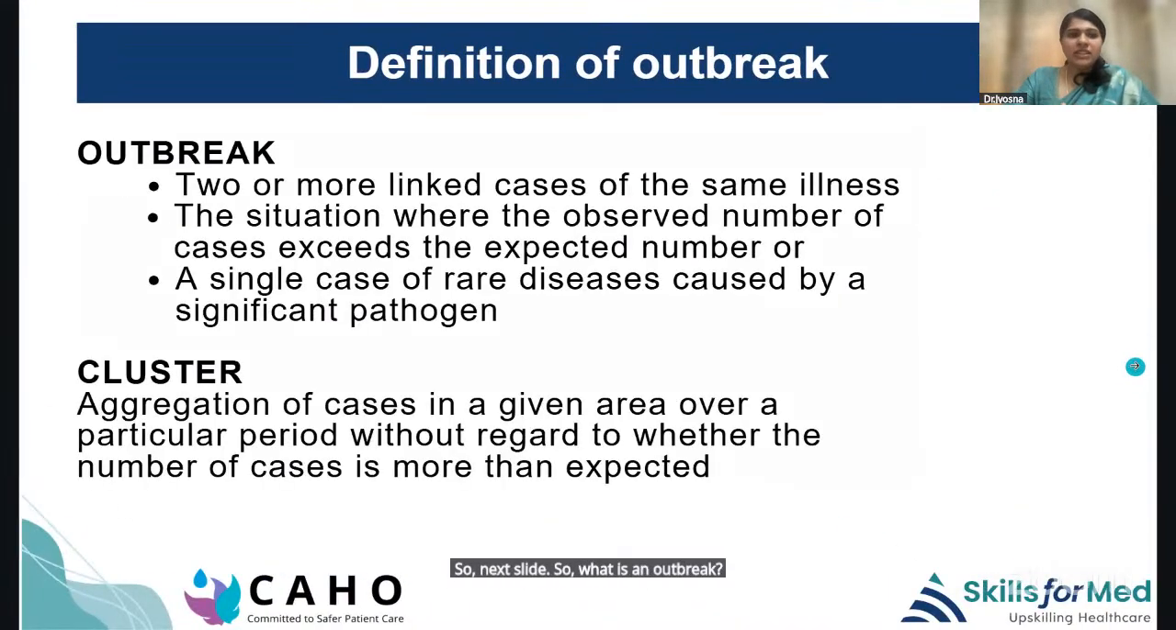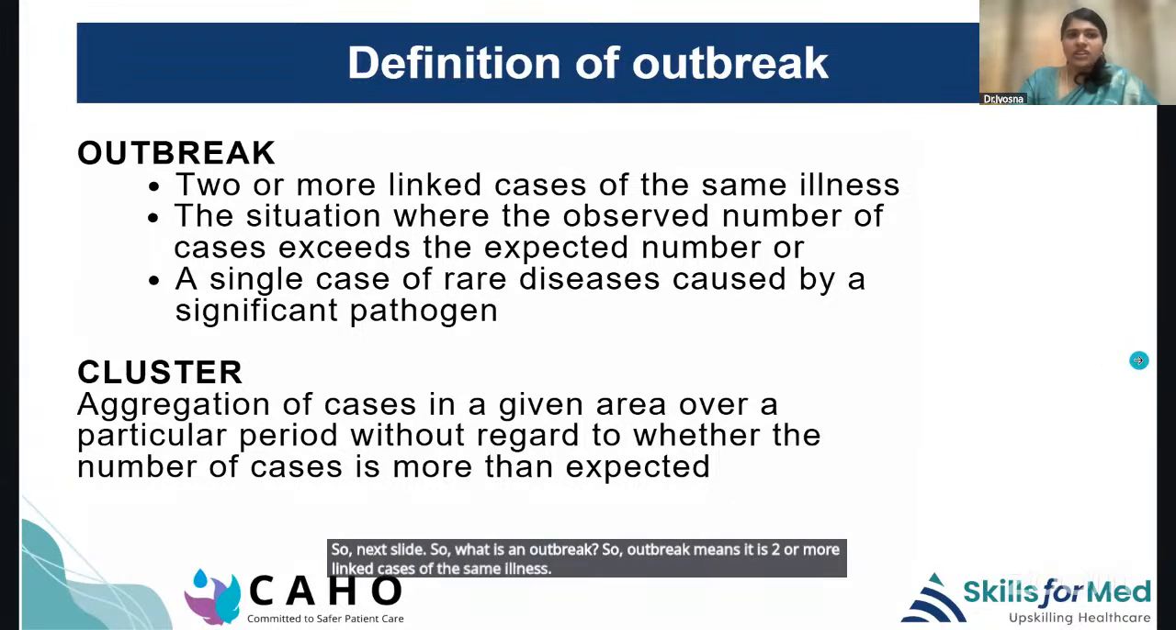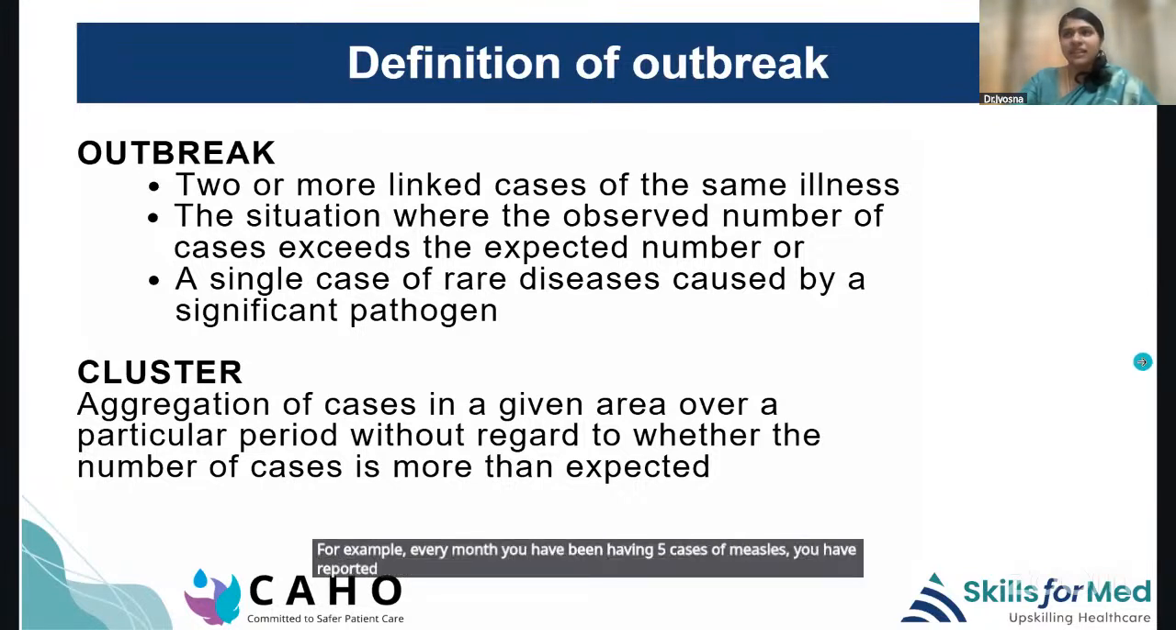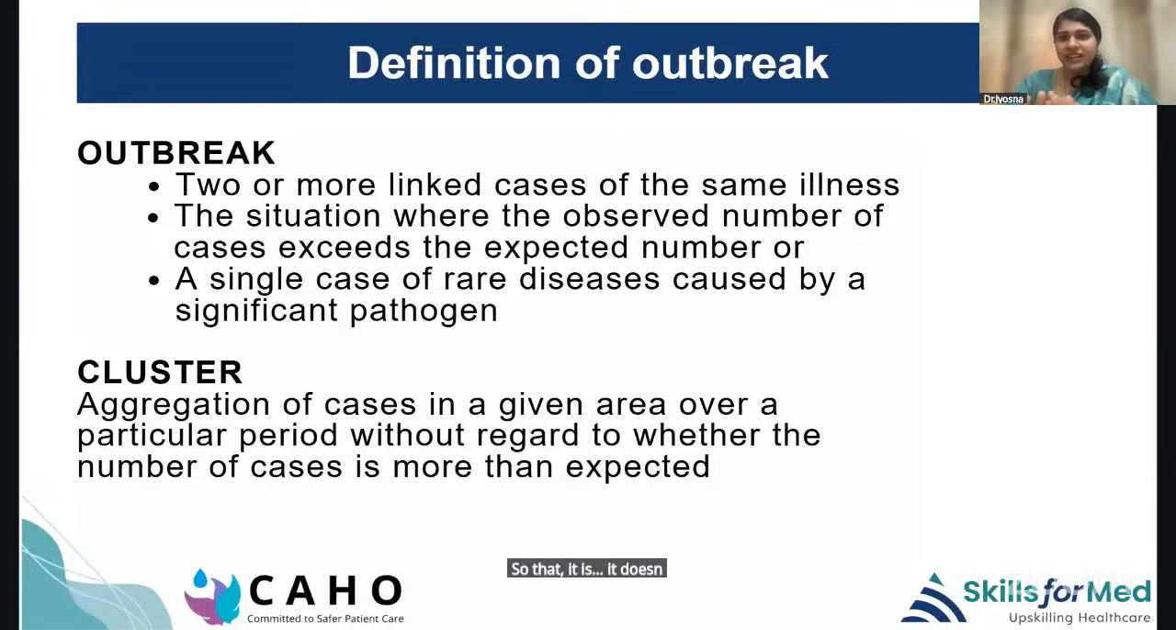So what is an outbreak? An outbreak means 2 or more linked cases of the same illness, or a situation where the observed number of cases exceeds the expected number. For example, every month you have been having 5 cases of measles, and suddenly in the month of October you have reported 25 cases. Isn't that exceeding the expected number, right? So that becomes an outbreak.